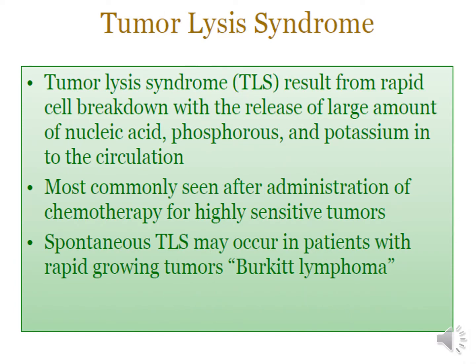Let's start with metabolic emergencies. First of all, the tumor lysis syndrome. The tumor lysis syndrome usually results from the breakdown of a large tumor. Whenever a large tumor is broken down, the cells will release their intracellular contents, including the nucleic acid, which will be converted later into uric acid, leading to hyperuricemia, and an increase in the serum phosphorus, which will lead later to a decrease in the serum calcium, and an increase in the serum potassium.